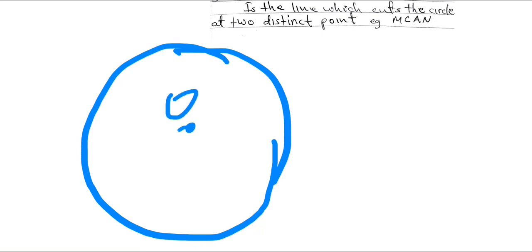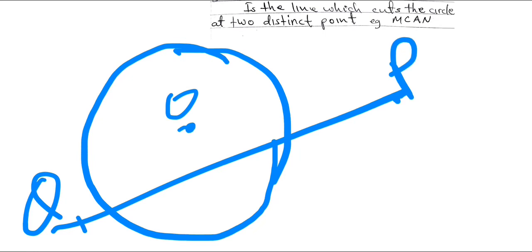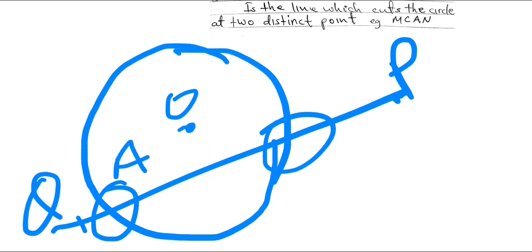So assume this is the center O, and we have a certain line which cuts the circle, let's say this line, let me call it line QP. This line QP cuts the circle at two distinct points, this first point and this second point. That's why I say this line QP is what we call the secant line, because it cuts the circle at two points. Note that there is a secant line and there is a chord. These are two different things. Assume here there's a certain point, let's say A, and here there's a certain point, let's say B. Then the distance from point A to point B is what we call a chord.